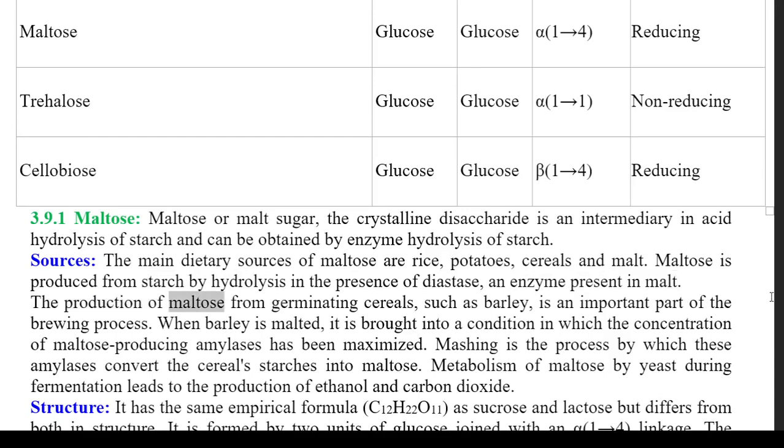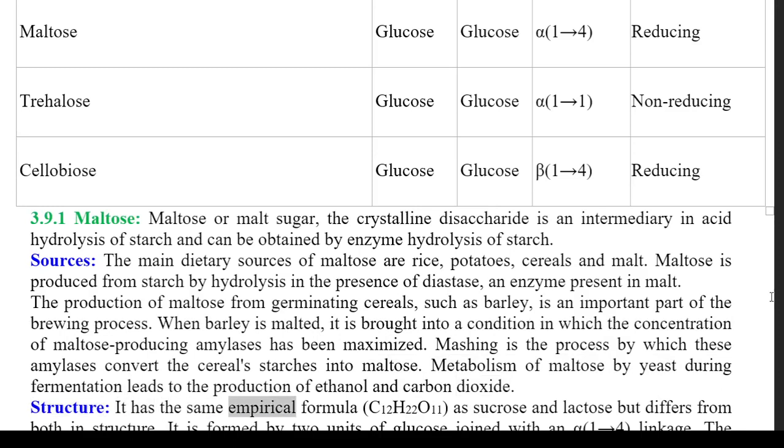The production of maltose from germinating cereals, such as barley, is an important part of the brewing process. When barley is malted, it is brought into a condition in which the concentration of maltose-producing amylases has been maximized. Mashing is the process by which these amylases convert the cereal's starches into maltose. Metabolism of maltose by yeast during fermentation leads to the production of ethanol and carbon dioxide.